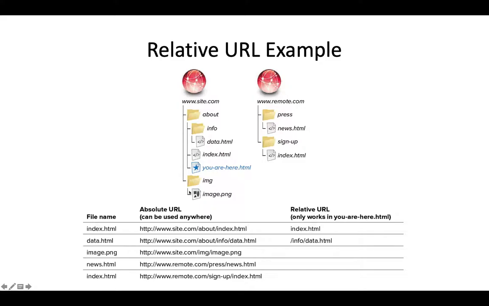Because this directory is not under where this file is, you have to go one level up here and then go down. Okay, that could happen. Okay, the next one, news.html, which is this file here. And what would the relative URL be in that case?